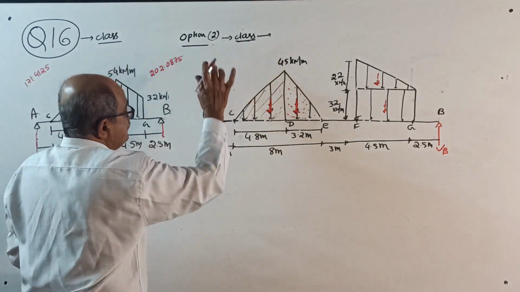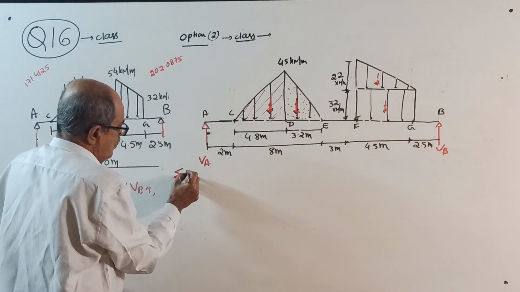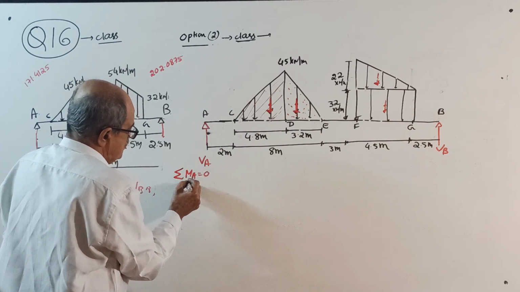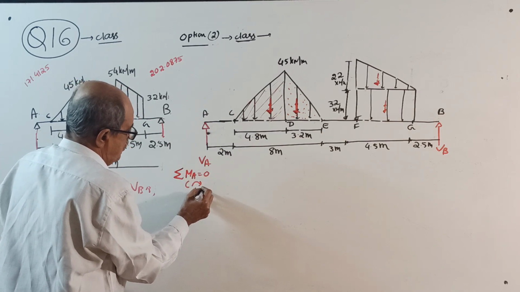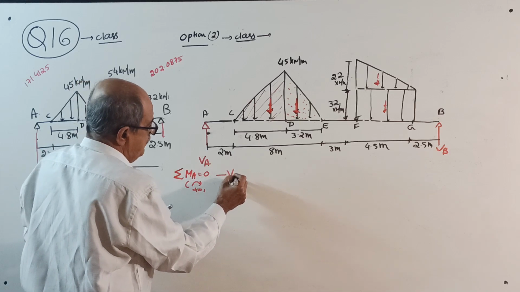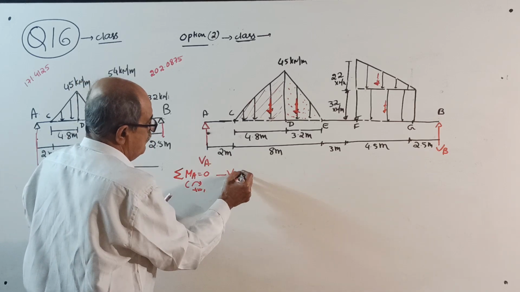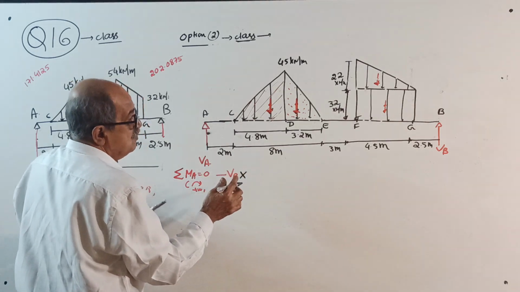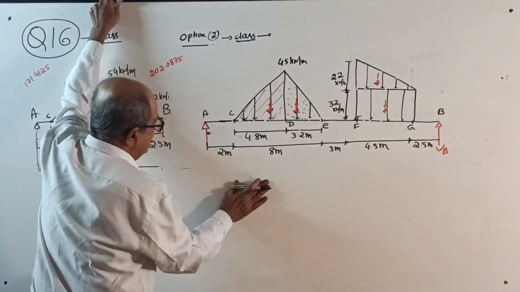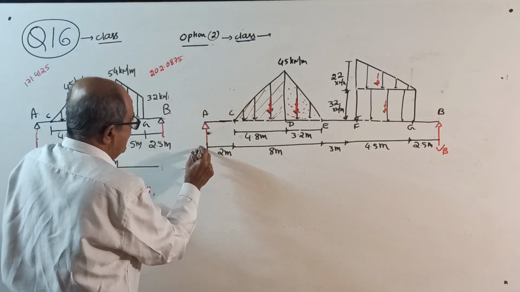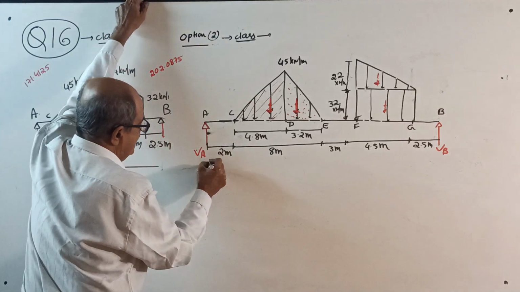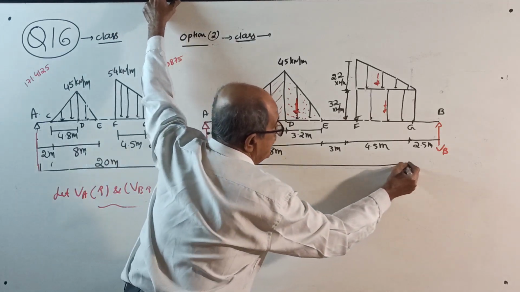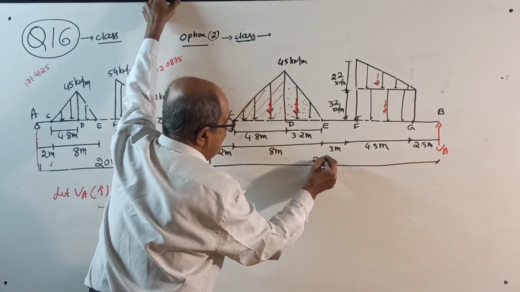I told everything. Option 2, sigma M about A equal to 0. Take clockwise positive. Okay, start. Minus VB. This is usual. Oh, I forgot to write that length here. Full length, I forgot to write. Okay, I'll write it. Nothing to be left out, so that there is no confusion. Okay. Full length is 20 meter.